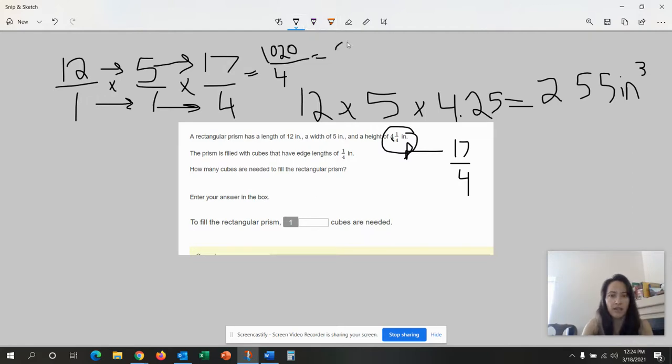Use your calculator. Save some time. Make sure it makes sense. The numbers make sense. Why is it that way? How come it works? Ta-da! We found the same answer. 255 cubic inches. That's just step 1 of the problem.